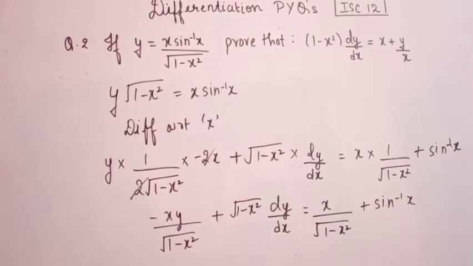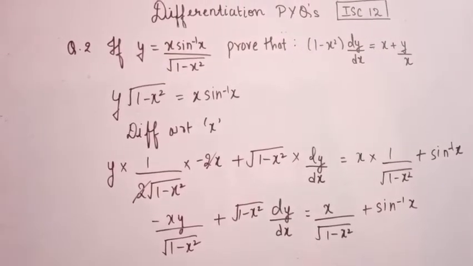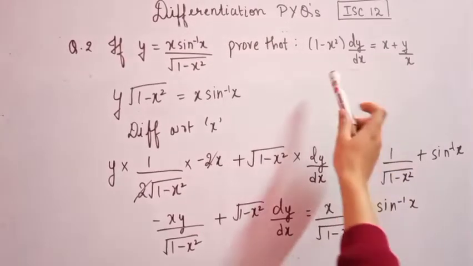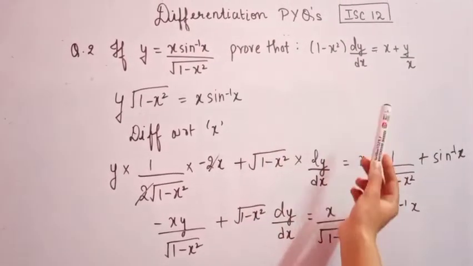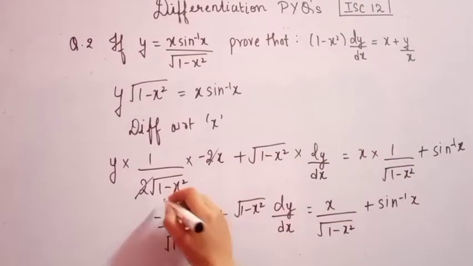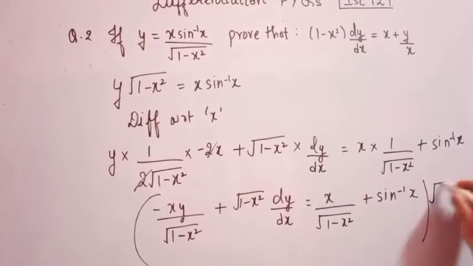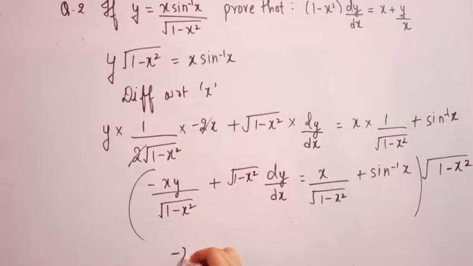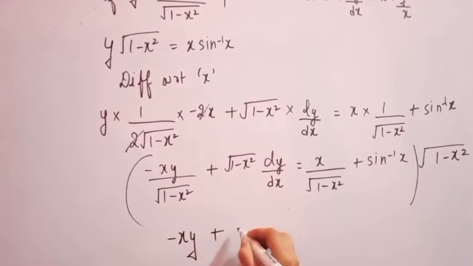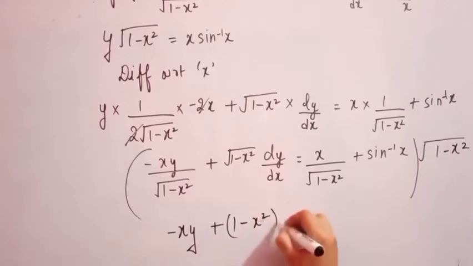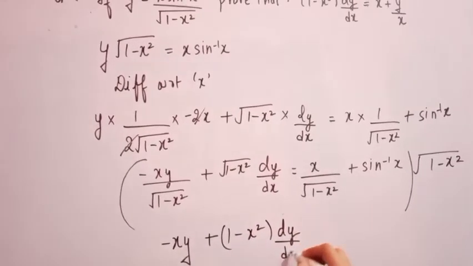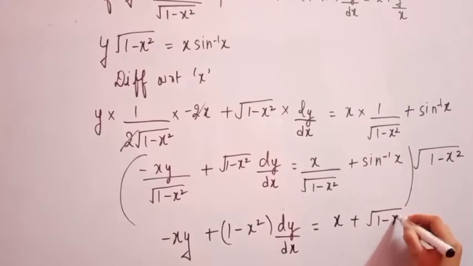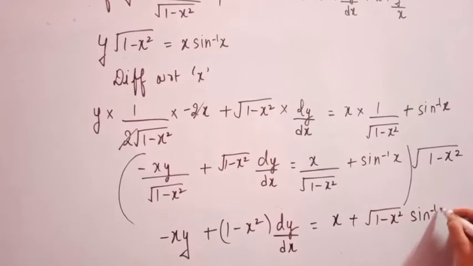But before that, we have to multiply this whole equation with under root of 1 minus x square. Why? You can see here it is only 1 minus x square. There is no under root. So multiplying this whole equation with under root of 1 minus x square, we get minus xy plus 1 minus x square dy by dx equals to x plus under root of 1 minus x square into sine inverse x.